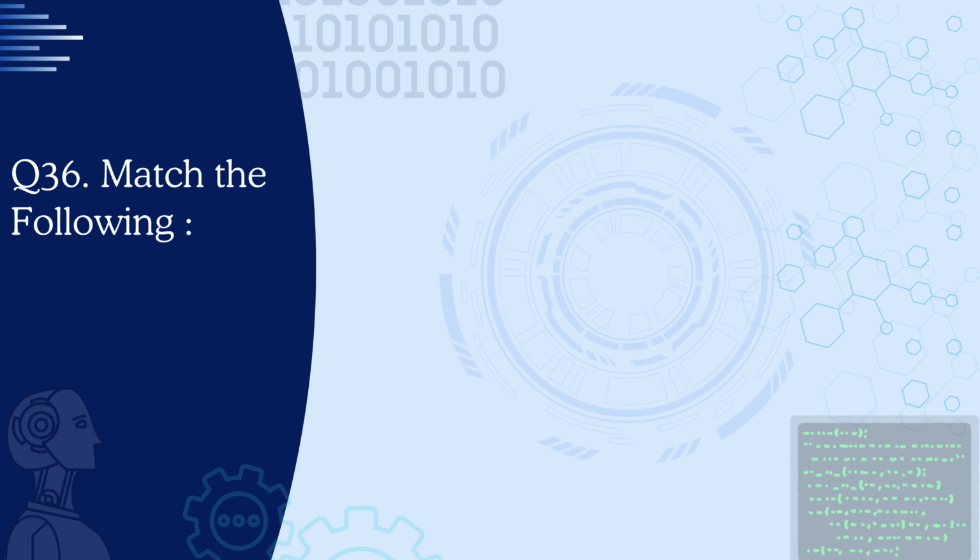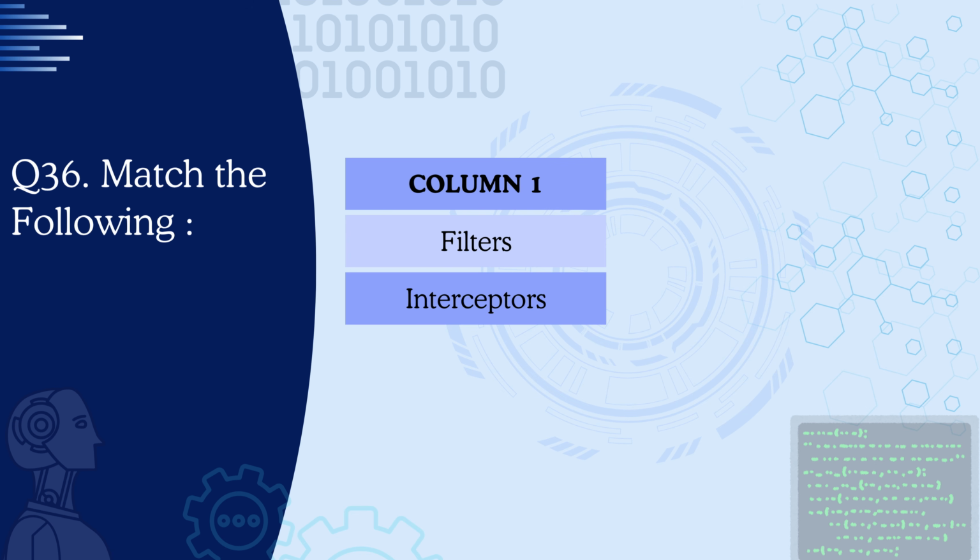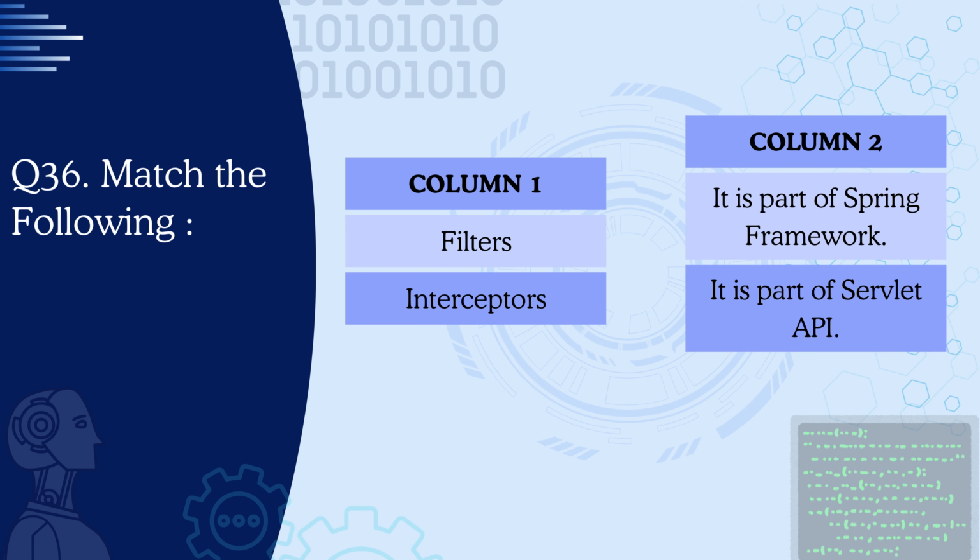Now question 36. Match the following. In the first column, we have filters and interceptors. And in the second column, we have one is part of the Spring framework and one is part of the Servlet API. Okay. So filters are part of the Servlet API and interceptors are part of the Spring framework.